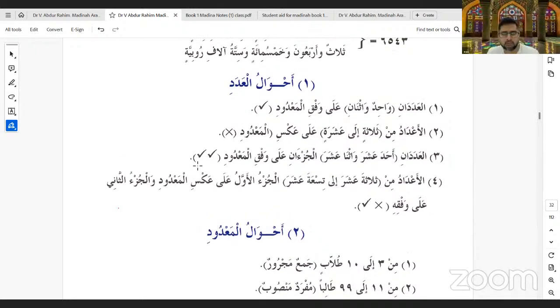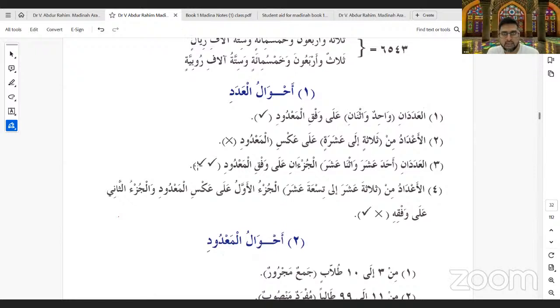what it's doing here now, it's breaking down all the rulings. It's saying al-ahwal al-adad, the changes of the numbers. So al-adadani wahid wa ithnan ala wifq al-ma'dud. So basically, it's saying there are 2 numbers, 1 and 2. They will correspond to the thing which is being counted. So numbers 1 and 2 will be the same as the ma'dud.